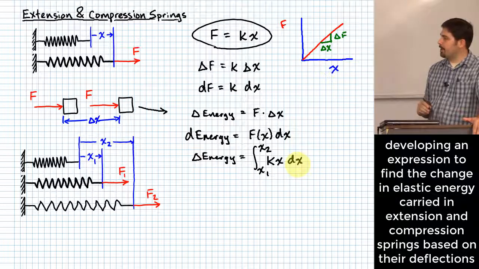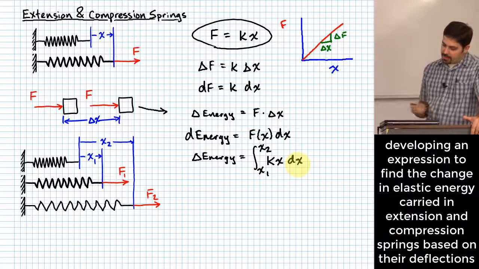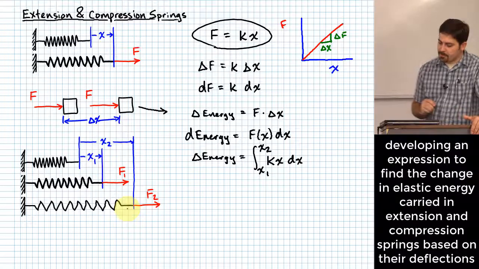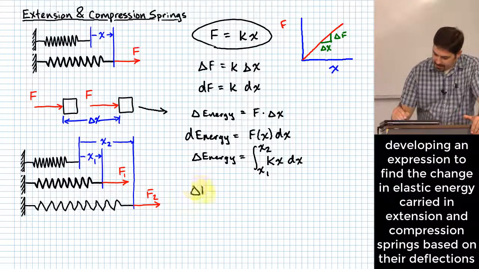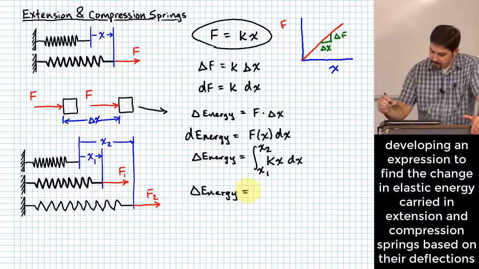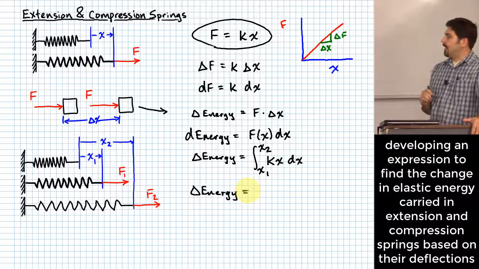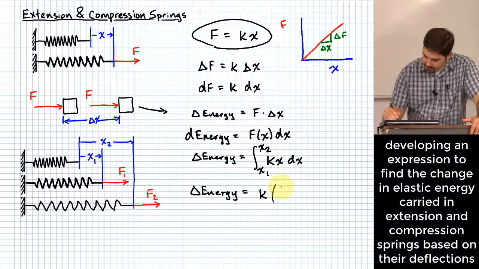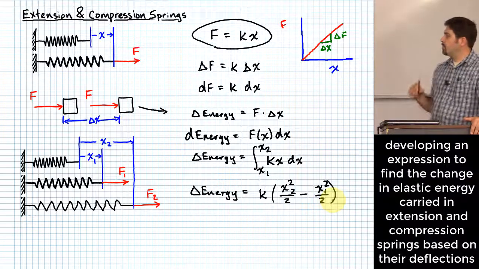K is just a constant. It's what's called a spring constant. X, though, is not a constant. And so when I think about the energy stored in this spring as we go from one position of the spring to another position of the spring, that change in energy held in the spring is just going to be equal to that integral, which is just k times x2 squared over 2 minus x1 squared over 2, if I evaluate that integral for x.